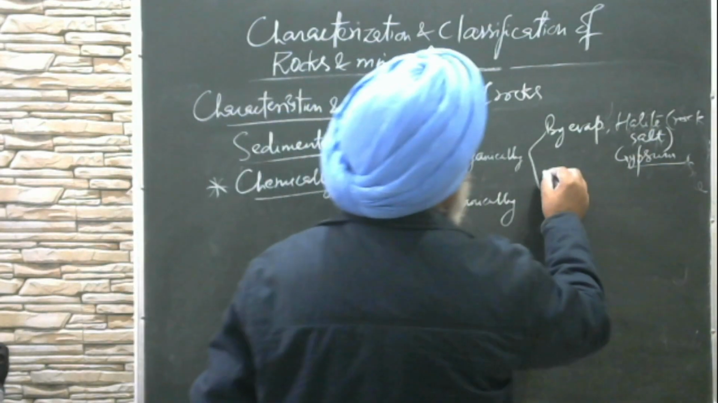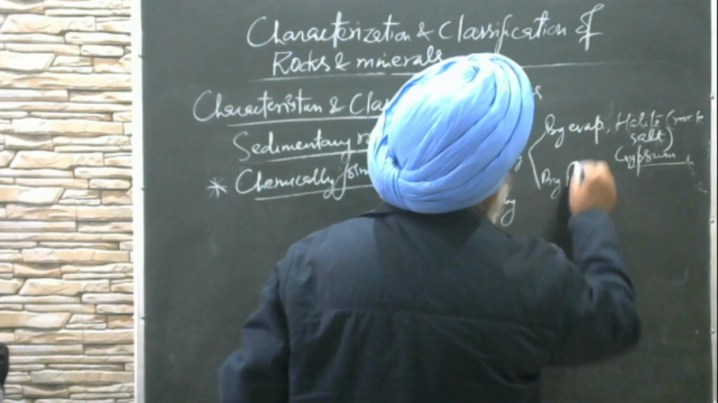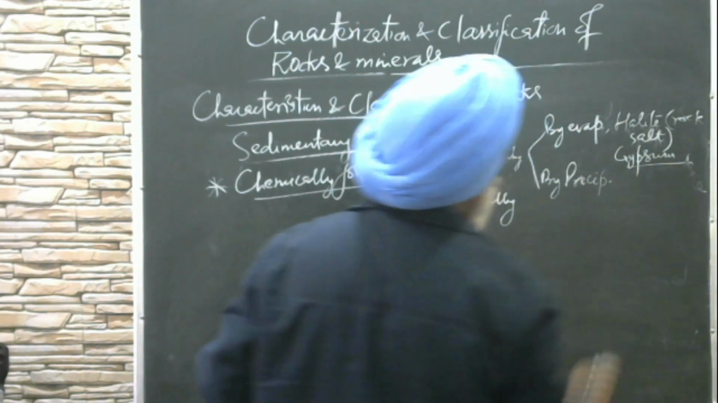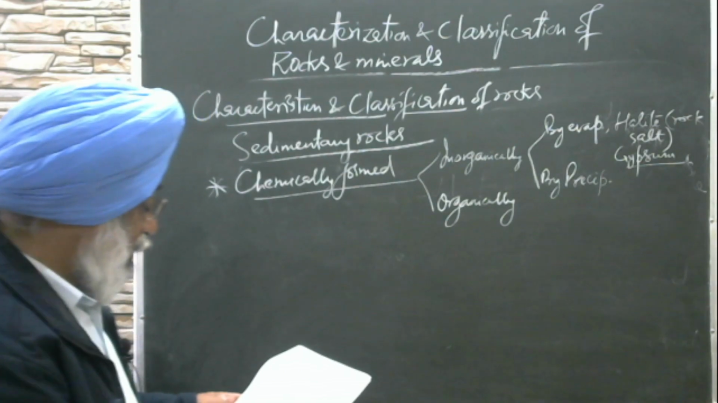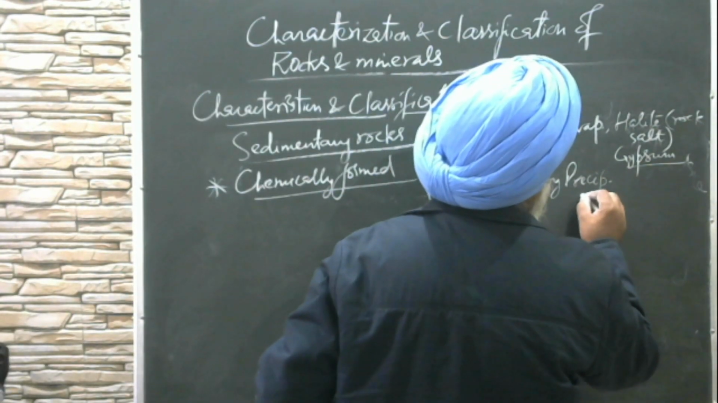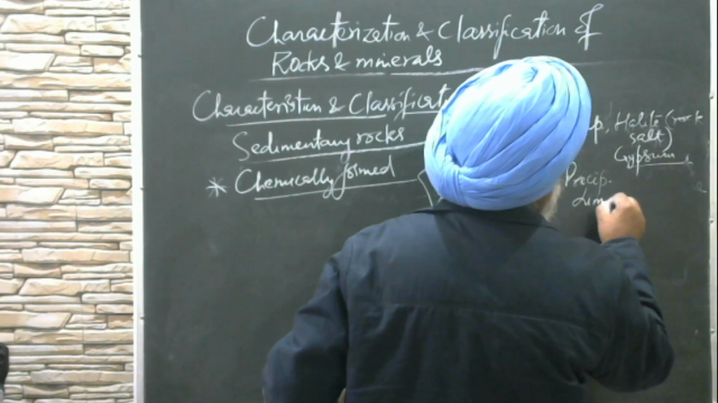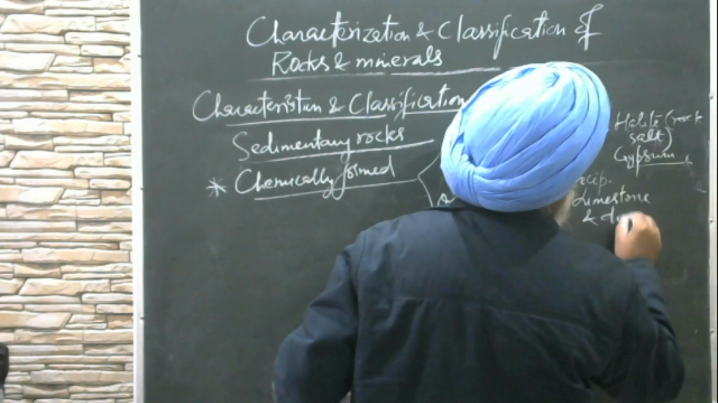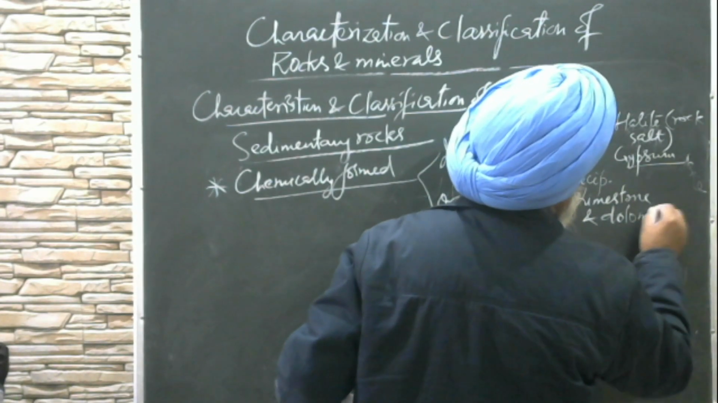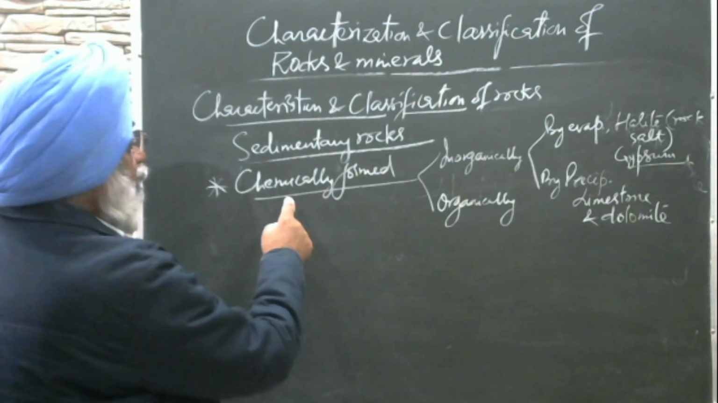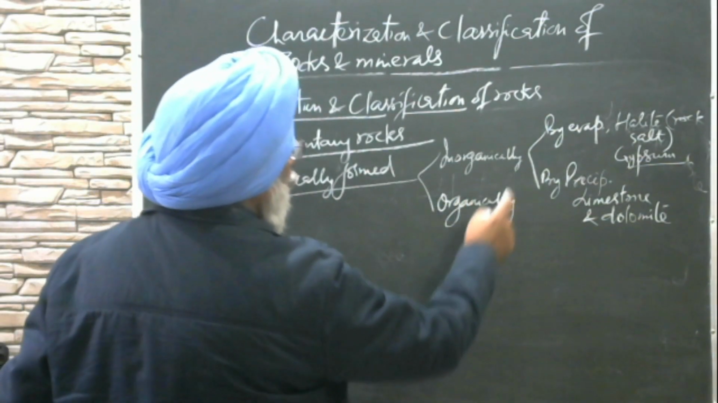and it could be by precipitation. Those which are formed by precipitation, that means rainfall, are limestone and dolomite. Here examples are limestone and dolomite. So chemically formed, it could be inorganically, organically.